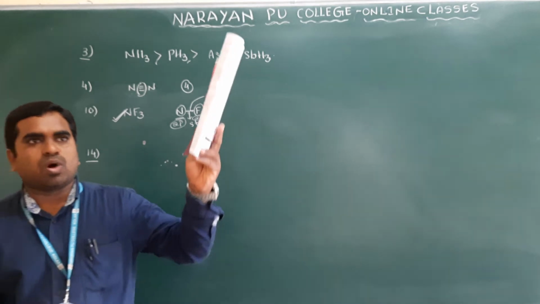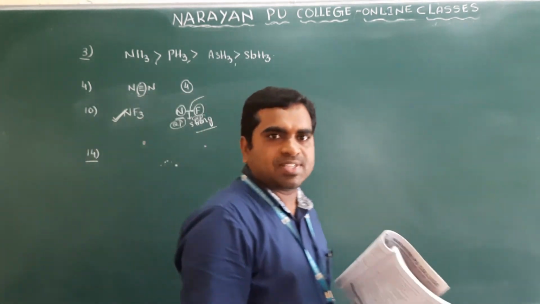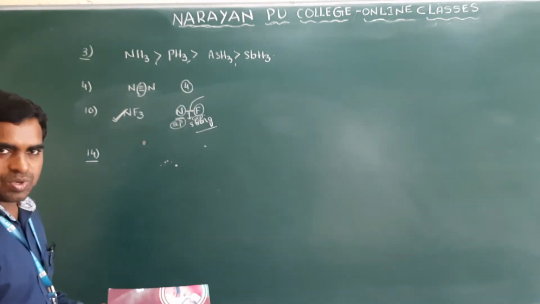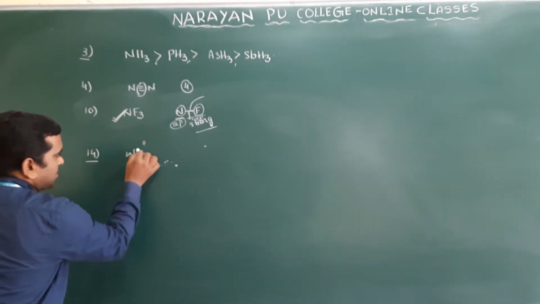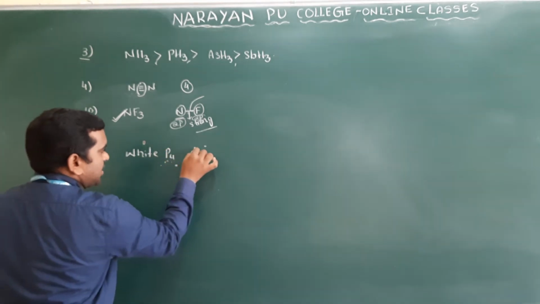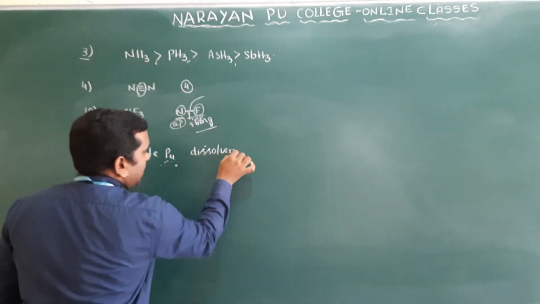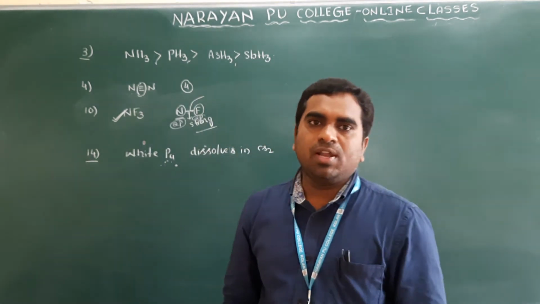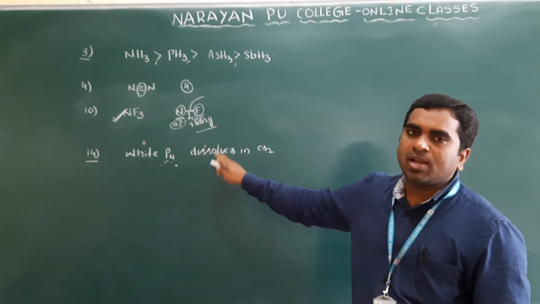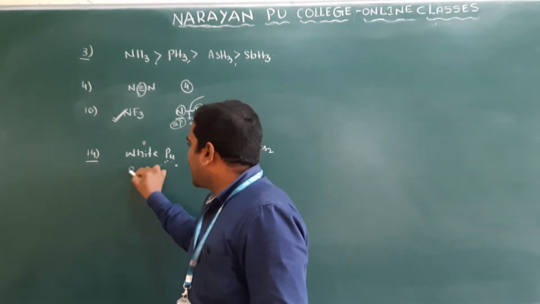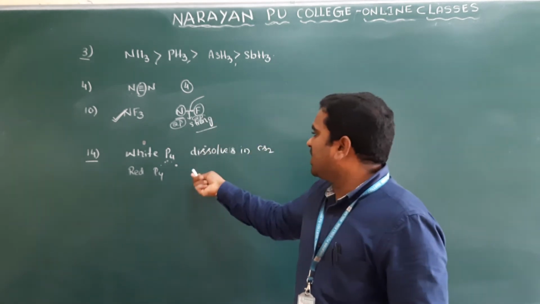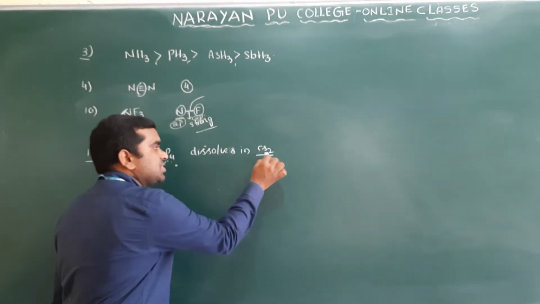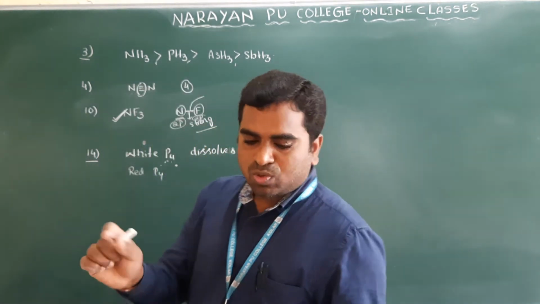You know that I have already given one table of differences between red phosphorus and white phosphorus. Clear? So in this case, I have already given the point: dissolved in CS2. White phosphorus dissolves in CS2 but is insoluble in water. Red phosphorus is neither soluble in water nor in CS2. It will not dissolve in CS2 and also not in water. So the first one is different.